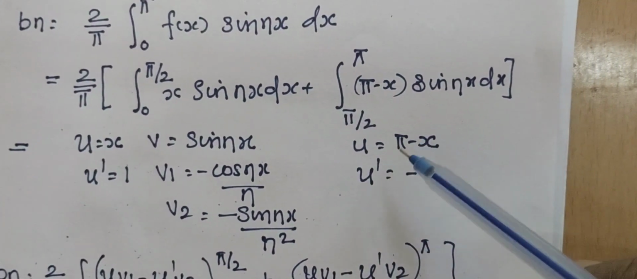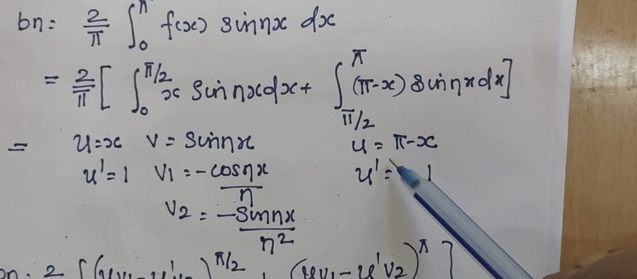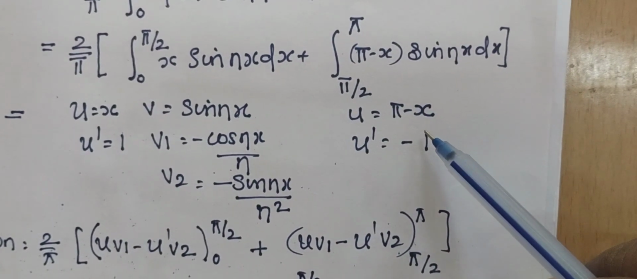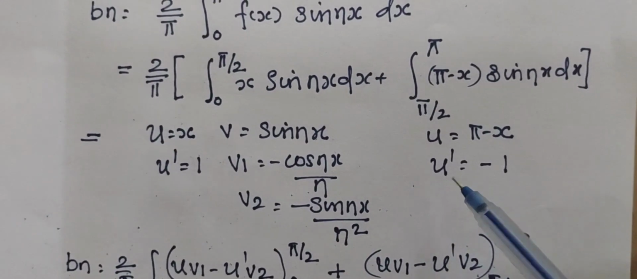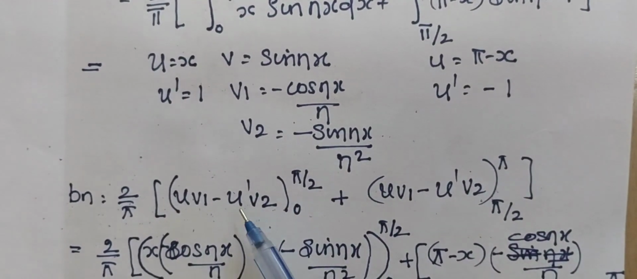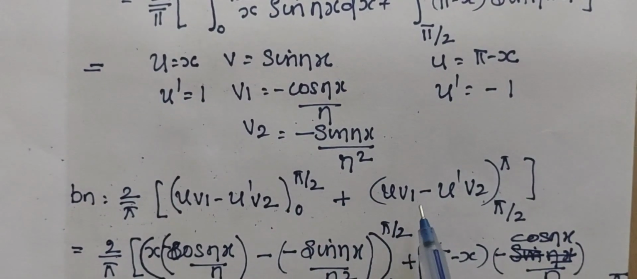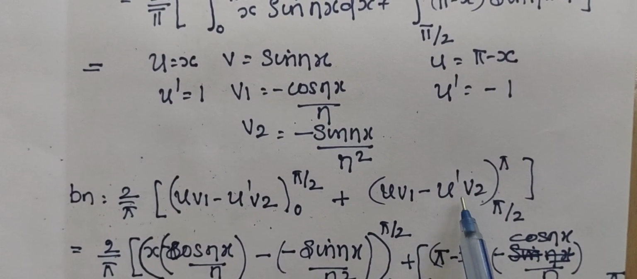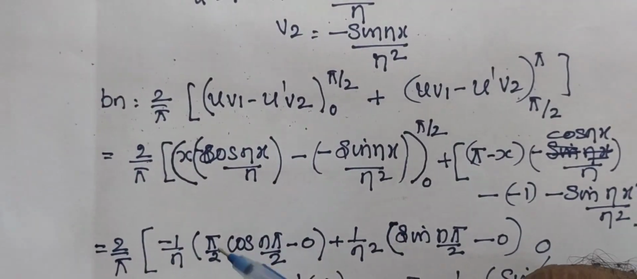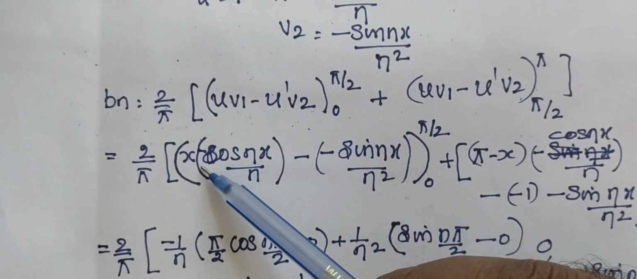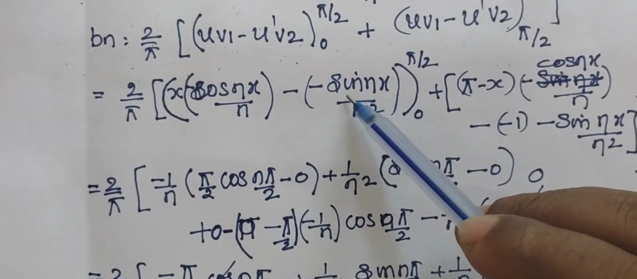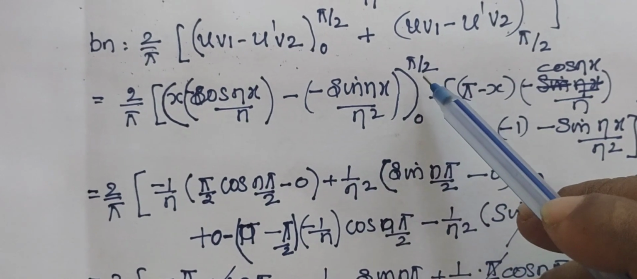For the second one, v is the same, and u is equal to pi minus x. So u dash is equal to the differentiation of pi, which is 0, and of x, which is 1, so u dash is equal to minus 1. Now we can use the formula. For the first one, u v1 minus u dash v2, the limit is 0 to pi by 2. For the second one, u v1 minus u dash v2, the limit is pi by 2 to pi. Now we can substitute the values of u and v1. That is x into v1, which is minus cos nx by n, then minus, again minus sin nx by n square, to the limit 0 to pi by 2.